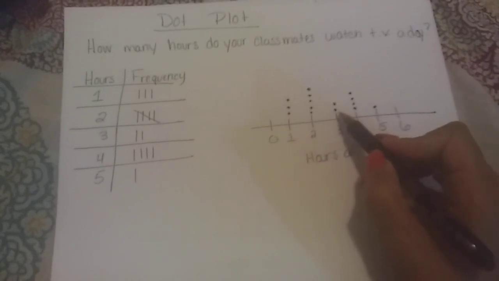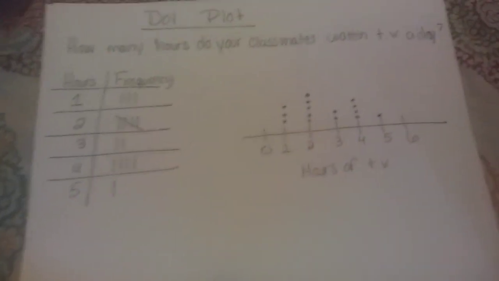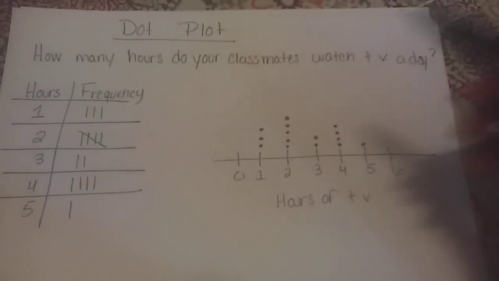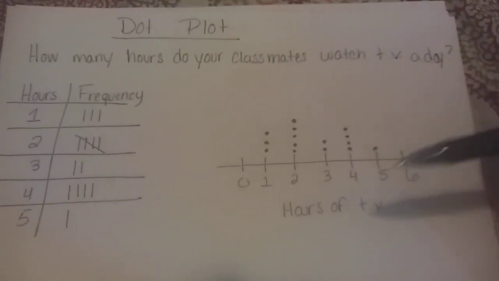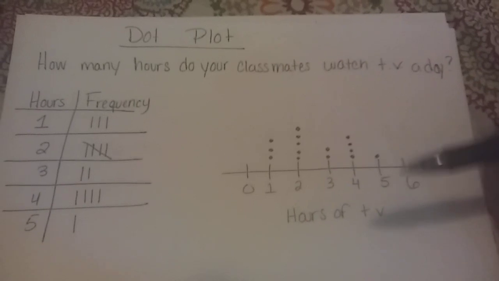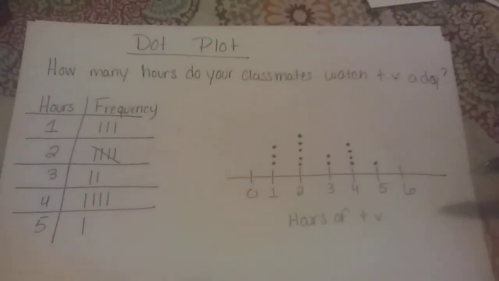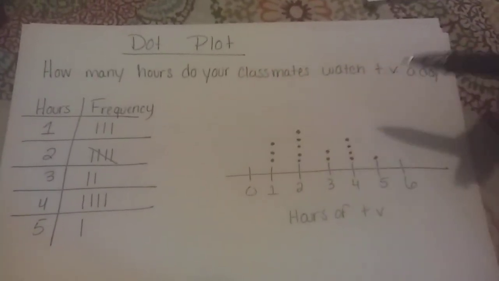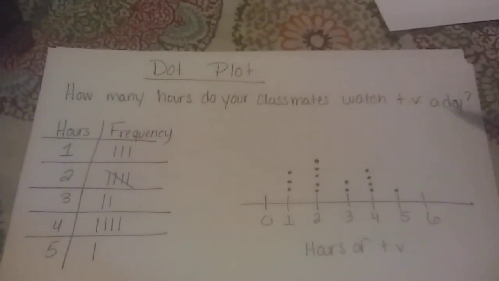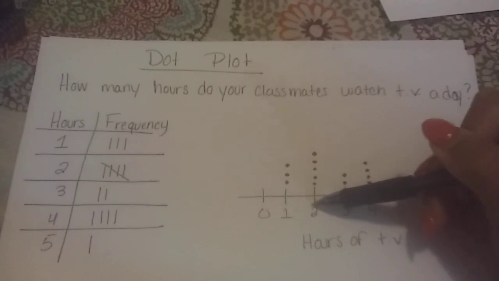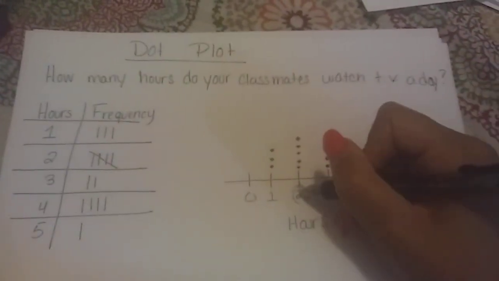1, 2. Now, with these, you kind of want to line up the dots because the whole purpose of this is to see where the data lies out on. So basically, if you looked at this and they asked you what is the mode of this data, you would just look at the number that has the most dots, because remember, the mode is the number that shows up most often. So in this case, it would be 2. That would be my mode.